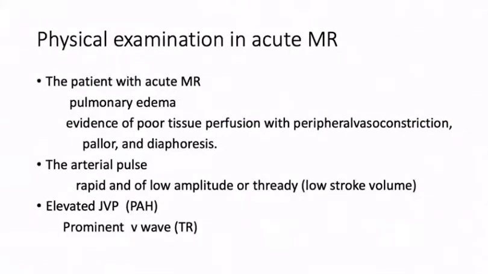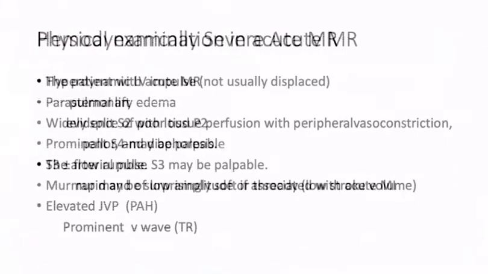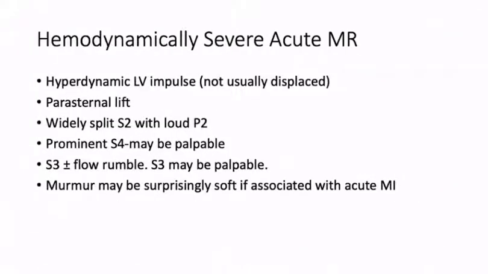And in a physical examination, a patient with acute MR is unstable with pulmonary edema. There will be a rapid, low volume, thready pulse because of low effective stroke volume, and they can have associated PAH, and JVP may be elevated with a prominent V wave if there is associated tricuspid valve regurgitation. So in a hemodynamically significant MR, the following parameters are seen.